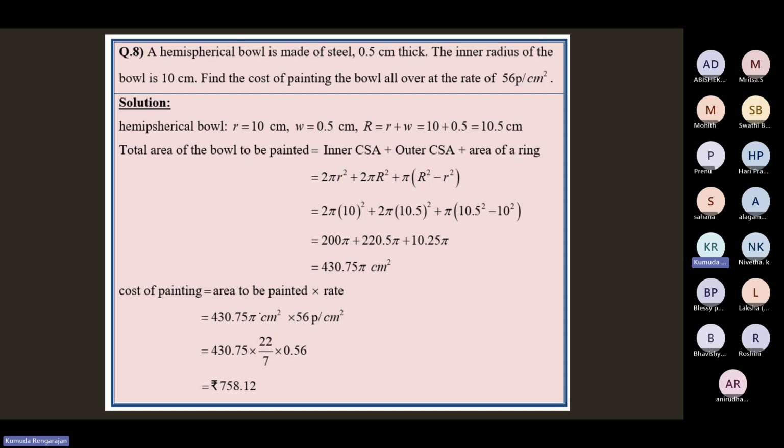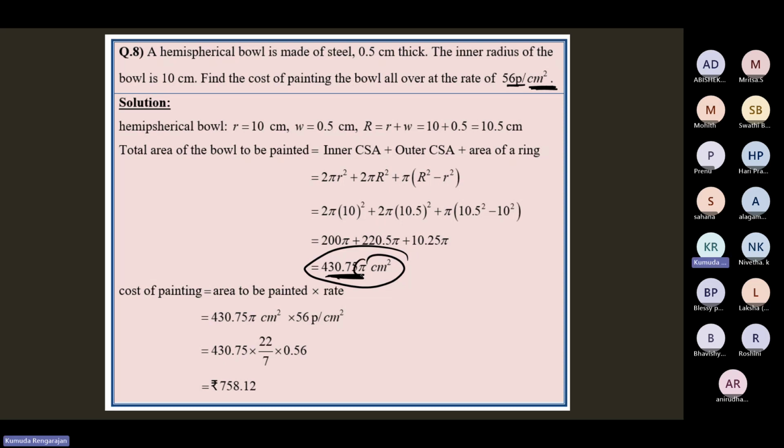Now the cost of painting is equal to area into rate. So this is the area, this is the area into the rate. 56 paise. See, the rate is given in centimeter square only. 56 paise for 1 centimeter square. The rate is 56 paise per centimeter square, meaning for 1 centimeter square, 56 paise. For so many centimeters square, how many paise? So it will be this area into 56.